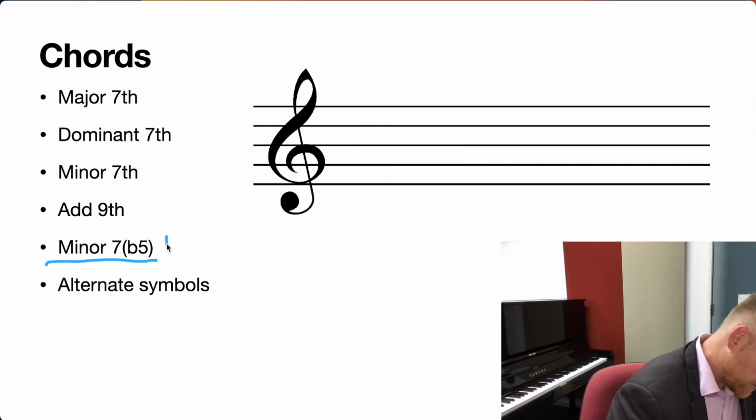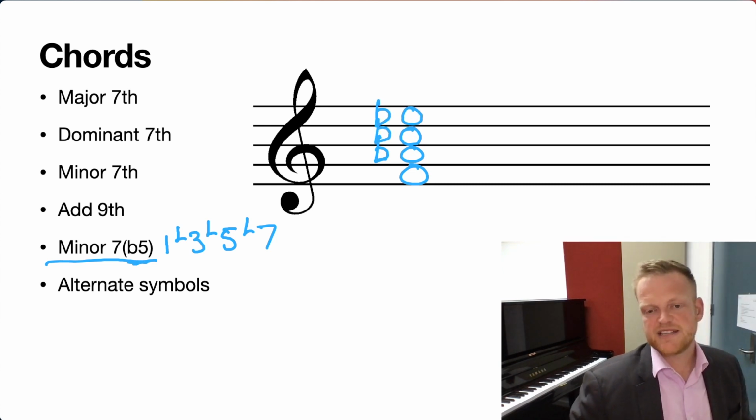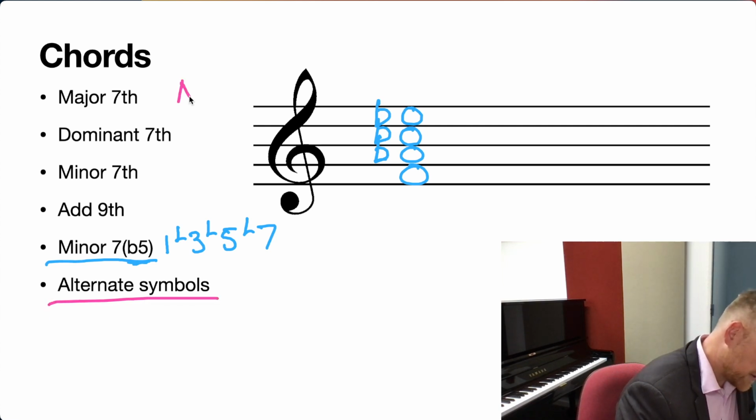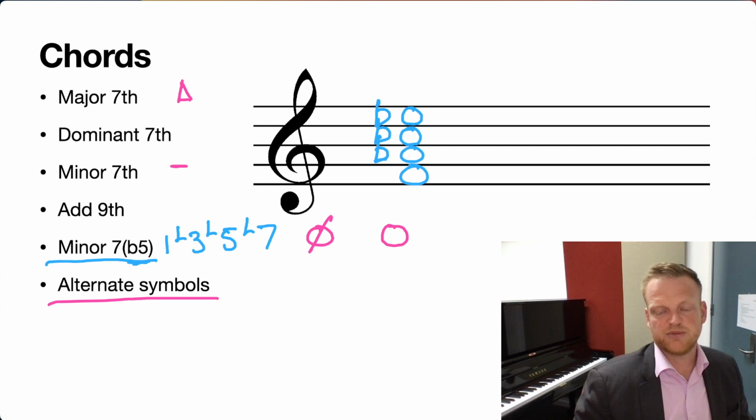This chord here is 1, lowered 3rd, lowered 7th, and then it tells us here that we also want a lowered 5th. So that would be 1, lowered 3rd, lowered 5th, lowered 7th, and we've done a minor 7 flat 5 chord. Alternate symbols we did last time, but they are confusing. Major 7th can be done with a triangle, dominant is nothing, minor is a dash, and minor 7 flat 5 is a circle with a line through it. You have to know the circle, which is a diminished 7th symbol, but we don't have to learn a diminished 7th chord.